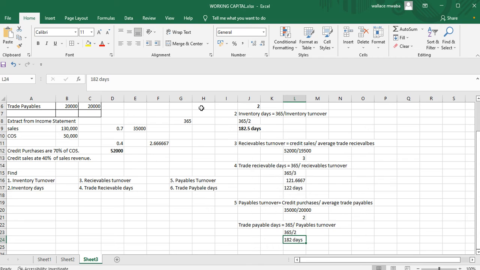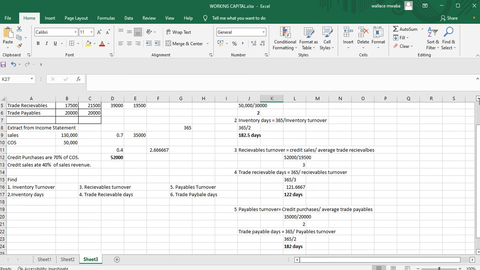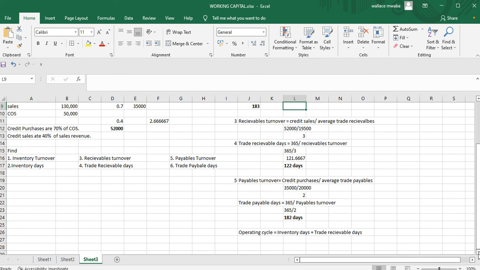Okay, 182 days. So we can also calculate our operating cycle, and our net operating cycle. Okay, so we say operating cycle equals inventory days plus trade receivable days. All right, so inventory days was how much? 182.5. We'll say it 183. Forgot to round it off. Going to 183 plus 122.